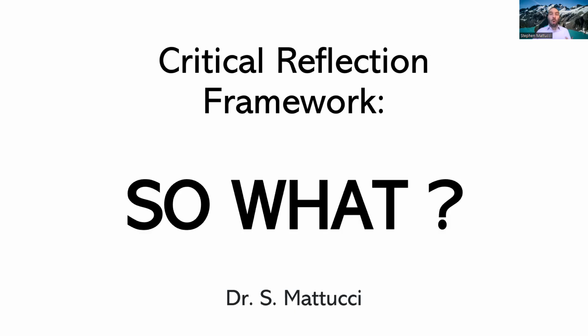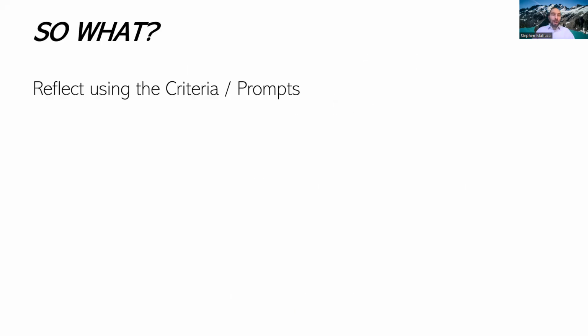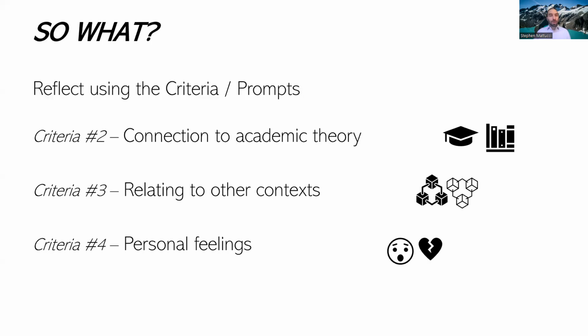So what is, why is this experience important? So we're going to be reflecting using a few different criteria or prompts, depending on what you're doing right now. You might be choosing one of them, or you might be using all three of them. And so these three prompts are criteria number 2, connection to academic theory, criteria number 3, relating to other contexts, and criteria number 4, personal feelings.